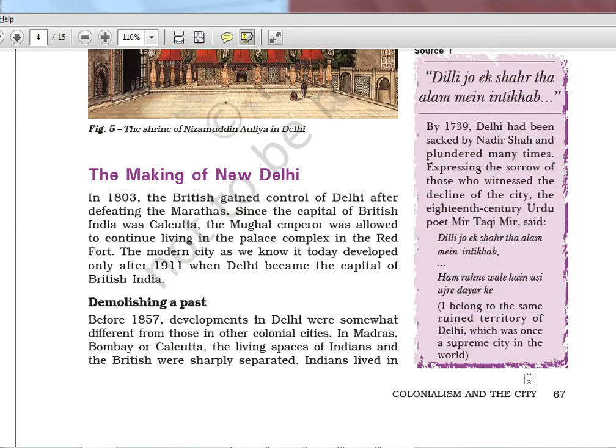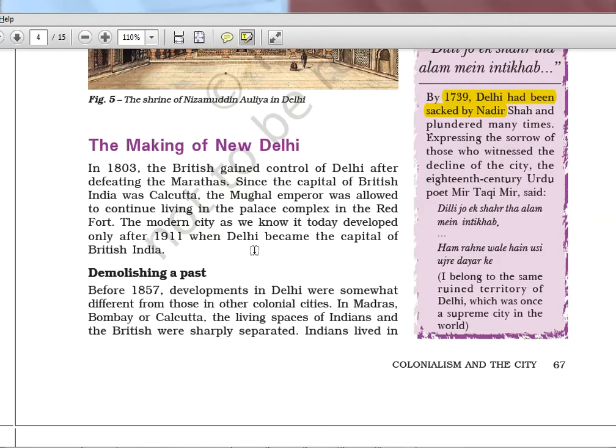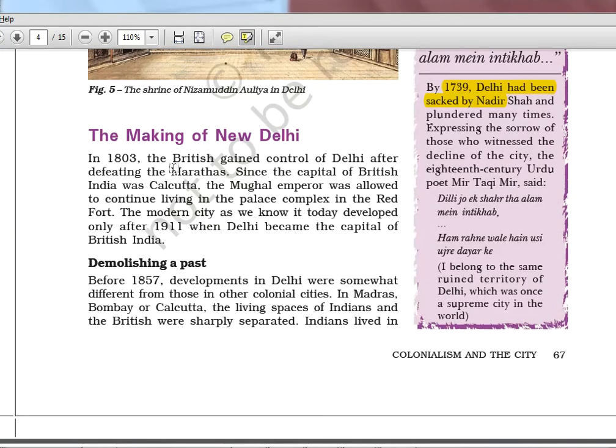Again, some things are there in the box. You can read it. It's about Nadir Shah coming in 1739 and plundering India. He was the one who took away the Kohinoor diamond first. Then the making of New Delhi in 1803. The Britishers gained control over Delhi after defeating the Marathas. Since the capital of British India was Calcutta, the Mughal Emperor was allowed to continue living in the palace complex in the Red Fort.